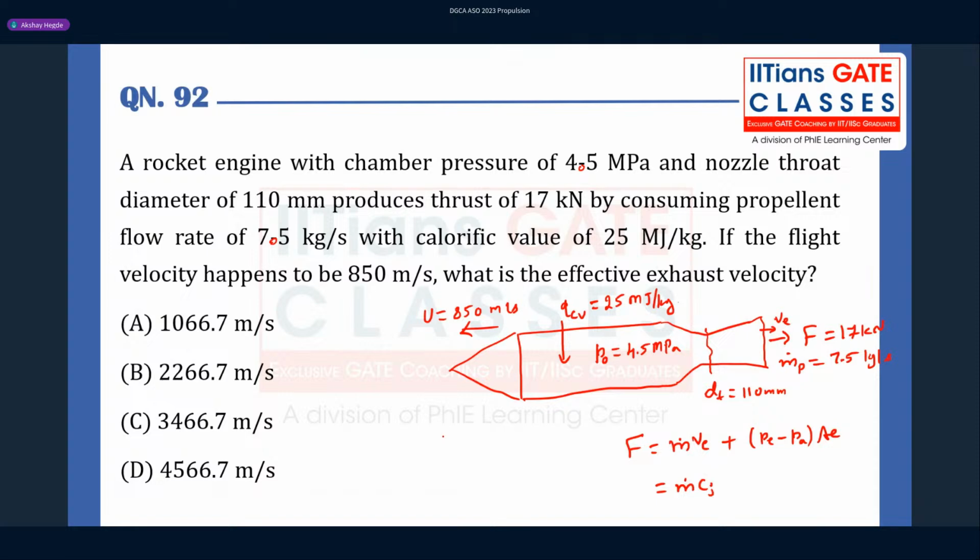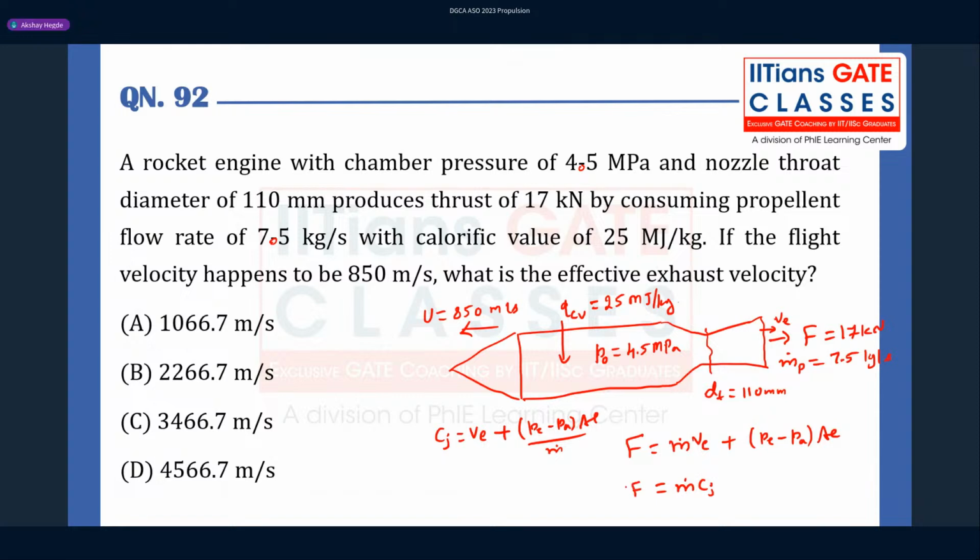So in a way, the effective exhaust velocity would look like, if you combine these two equations, that is VE plus (PE minus PA) times AE over m dot, right?